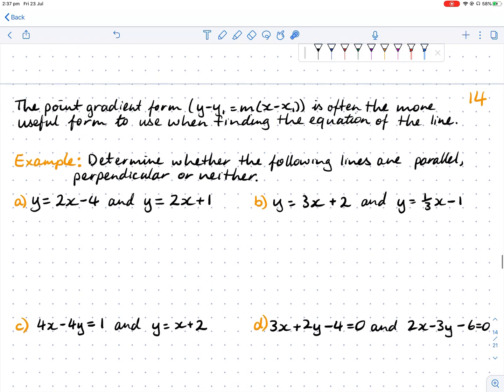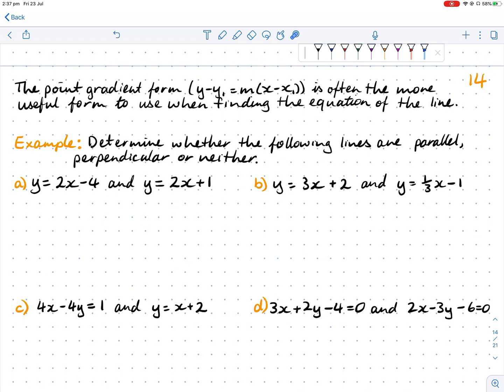When we're working with these sorts of questions, if we needed to find the equation of a line, we're going to use the point gradient form a lot more. If we were trying to use the gradient intercept form, we would be doing a lot of solving equations. This will actually be a much easier way to find our final answer. Again, if you don't want to use this, you're welcome to use y equals mx plus c, but you'll find that it is a lot more working out than for the point gradient form. So let's have a look at these questions.